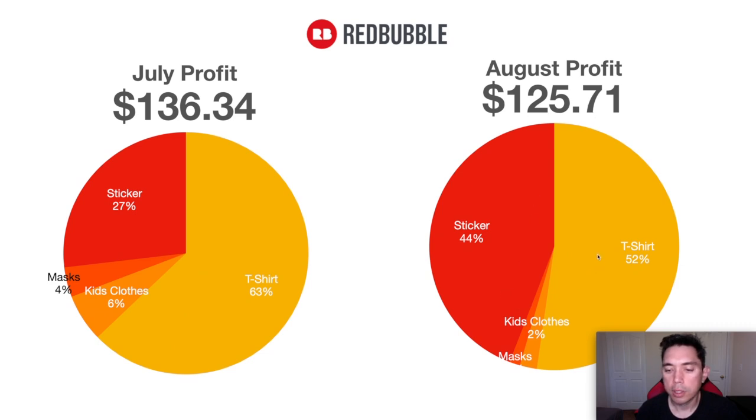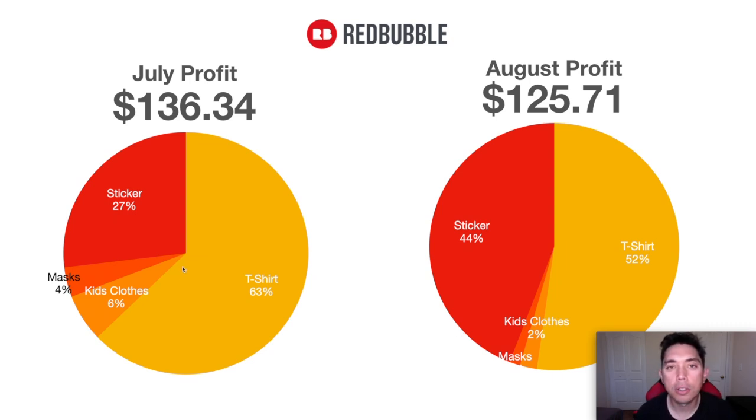And you can see the reason for that, because I had so many more sticker sales, you don't get as much profit for stickers as you do t-shirts. So if I sold more t-shirts, my profit probably would have gone up instead of down. So that's what kind of happened here. You can see the breakdown. Stickers, 44% of my profit, instead of t-shirts, where if t-shirts were a bigger percentage of my profit, I would get more. So take a look for that.